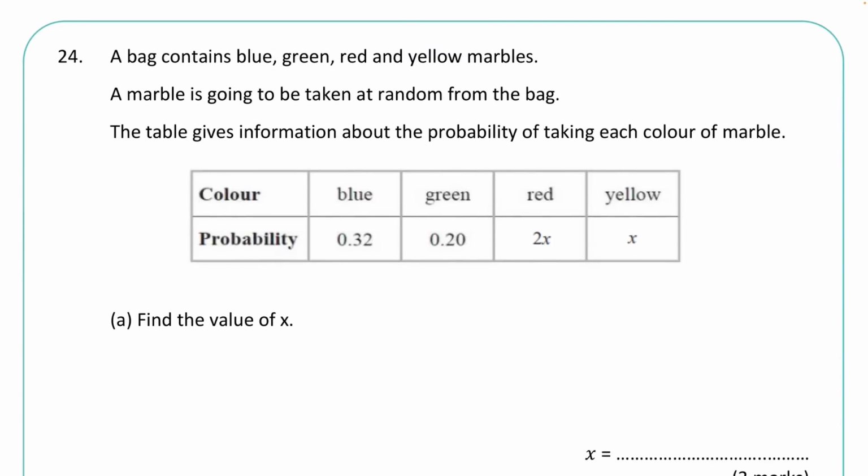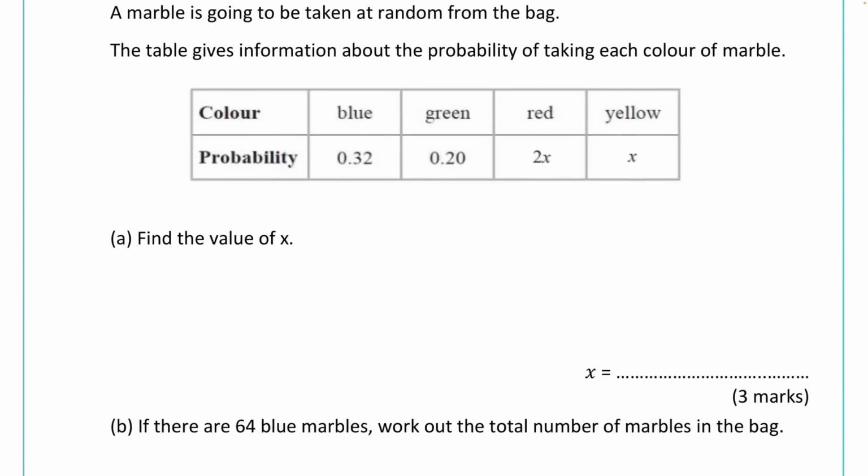Question 24, we have some probability from a table. It says a bag contains blue, green, red and yellow marbles. A marble is going to be taken at random from the bag, and the table gives information about the probability of taking each colour of marble. Some of them are given to us in terms of algebra, and it says find the value of x.